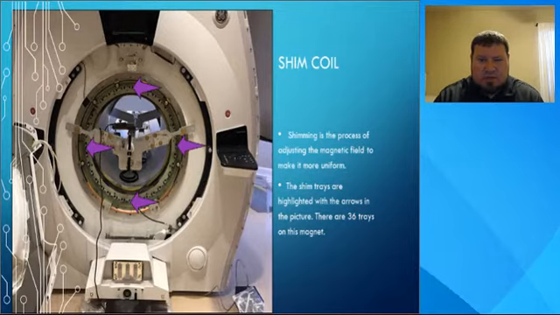Now there are 36 shim trays in this, and I'll tell you, when you have to pull each one of those out, you better have both hands on them, because that magnet is trying to pull that metal back inside the bore, and you definitely need to be careful when doing this.